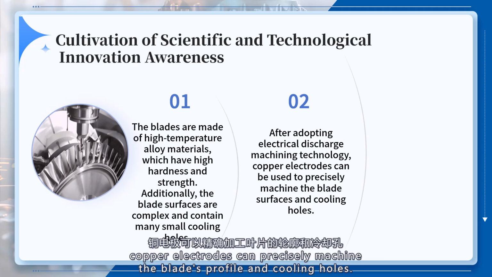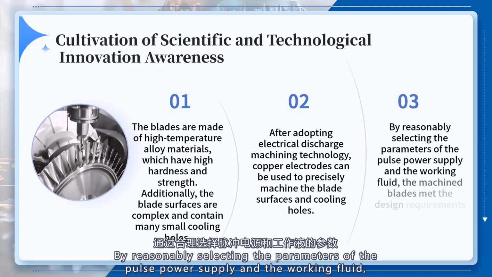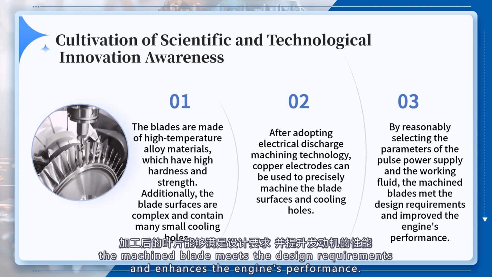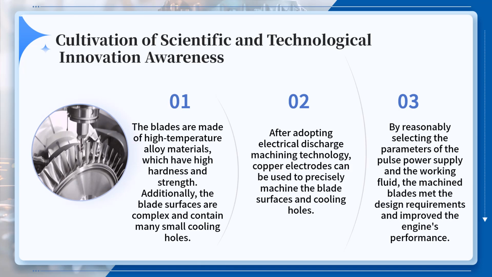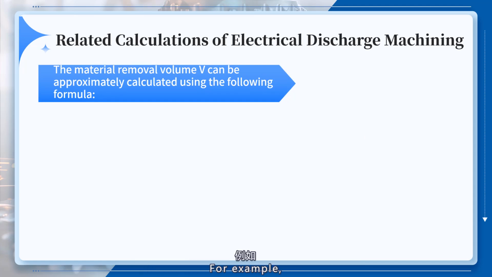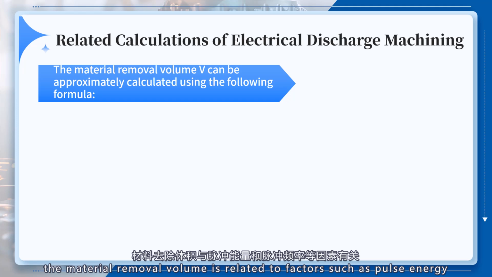By using EDM technology, copper electrodes can precisely machine the blade's profile and cooling holes. By reasonably selecting the parameters of the pulse power supply and the working fluid, the machined blade meets the design requirements and enhances the engine's performance. In EDM, there are several important parameters that need to be calculated and controlled. For example, the material removal volume is related to factors such as pulse energy and pulse frequency.